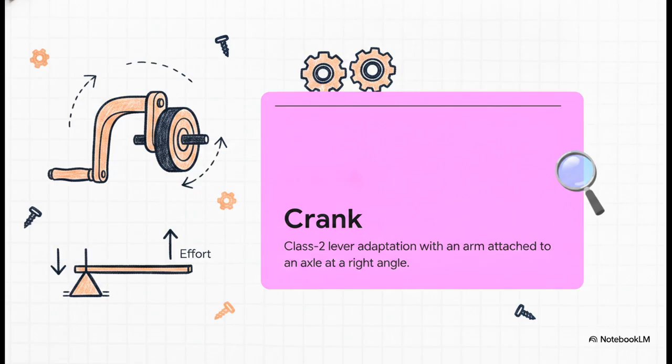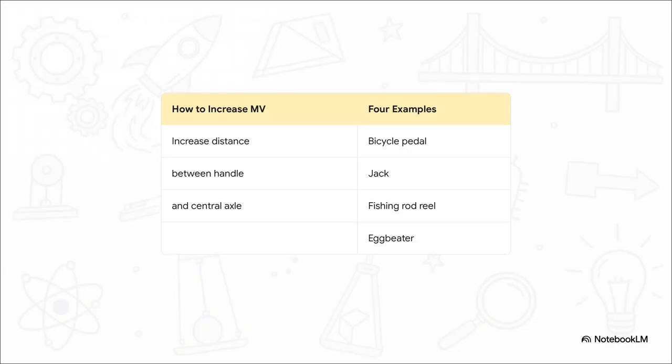What is it, and what kind of lever is it adapted from? A crank is a fascinating adaptation of a Class II lever. It consists of a handle or an arm securely attached to an axle at a perfect right angle, allowing for continuous, highly effective rotation. So the crucial point here is how we maximize its power.